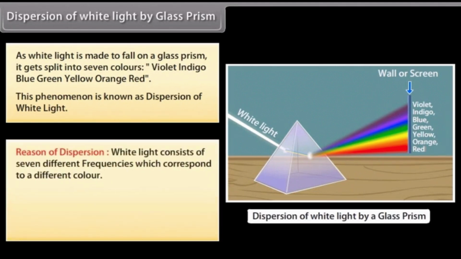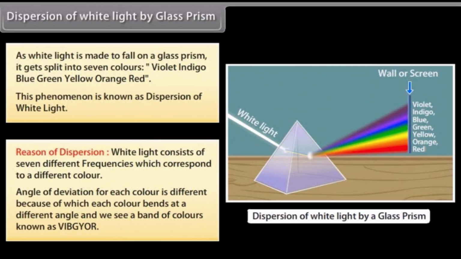Reason for dispersion. White light consists of 7 different frequencies which correspond to different colors. The angle of deviation for each color is different, because of which each color bends at a different angle and we see a band of colors known as VIBGYOR.